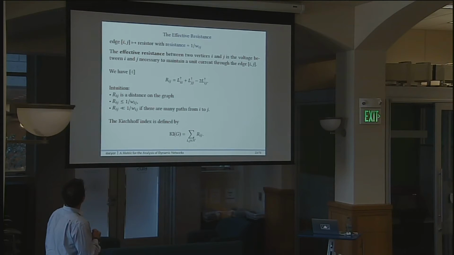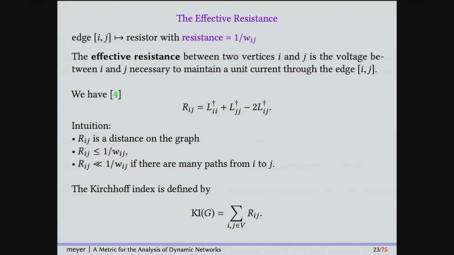As I said, we turn our graph into a resistor network. For every weight that we have, we define a resistance, which is 1 over the weight. So you can think of the weight as the conductance, the inverse, the size of the tube. The effective resistance is less than the direct connection between I and J, and typically much less if there are many paths. So it gives you some notion of connectivity throughout the graph. And if you want to know how richly connected your network is, you can add all those effective resistances and compute the so-called Kirchhoff index.